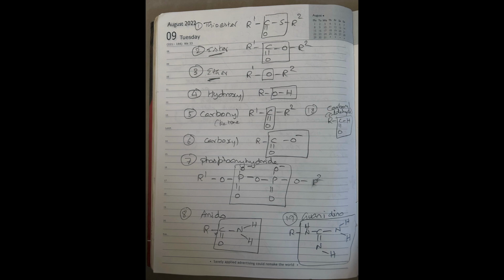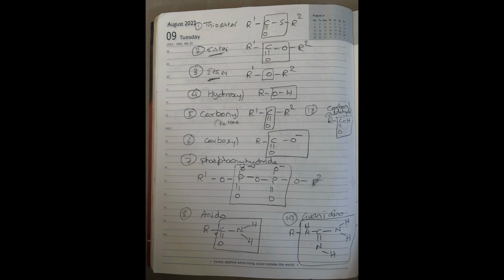So ester means C double bond O in between two alkyl groups R1 and R2. Ether means an oxygen between two alkyl groups R1 and R2. This R1 and R2 can be same or different. And thioester means C double bond O, yes, but instead of oxygen we have a sulfur group. This is also between two alkyl groups R1 and R2.